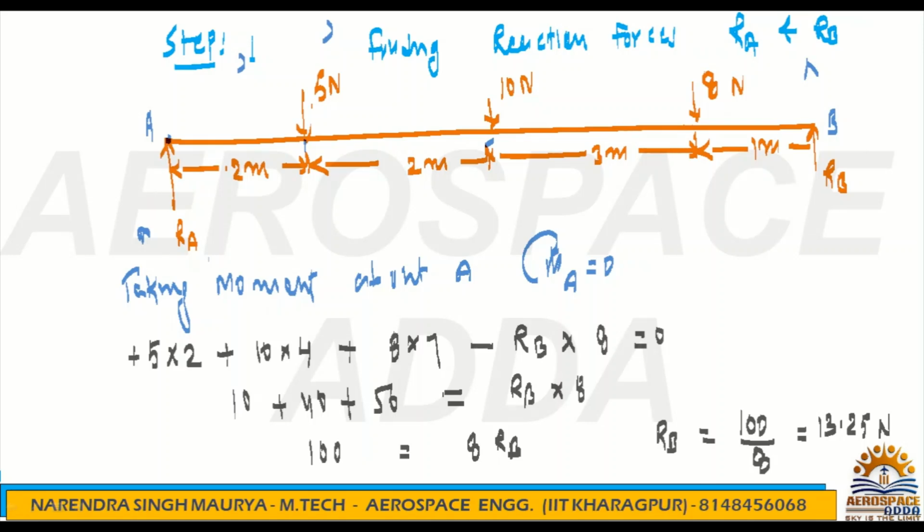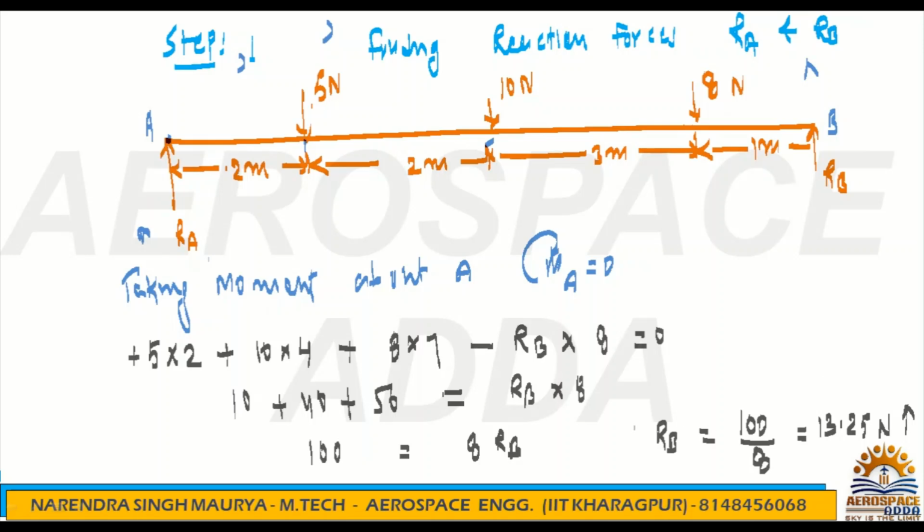Now see, RB you are getting positive, which means whatever direction of the reaction force you have assumed here for RB is correct. Correct in the sense that you have assumed RB in the upward direction, so RB is upward only. Suppose you had taken the RB direction upward but the RB value came out negative, then it means the actual direction of RB would be opposite. But here you have assumed the RA and RB reaction forces in the upward direction, and the RB value is positive, which means whatever direction you assumed is the correct one.